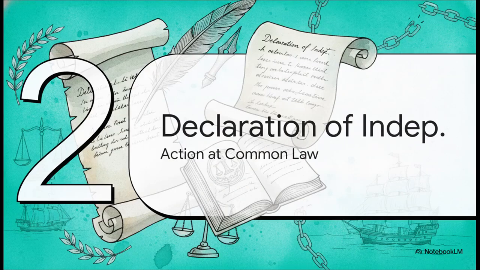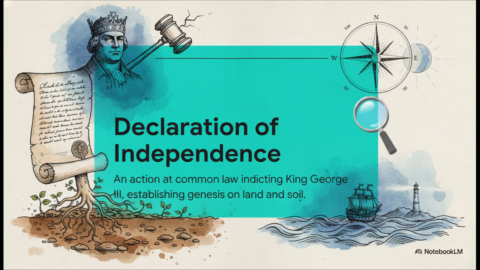That brings us to part two, the Declaration of Independence. Now, most of us just see the Declaration as this bold political statement, right? But the documents frame it in a much more literal, legal way. They describe it as an action at common law. It was serving as a formal, literal indictment against King George III. And critically, it established the nation's genesis specifically on the land and soil jurisdictions.